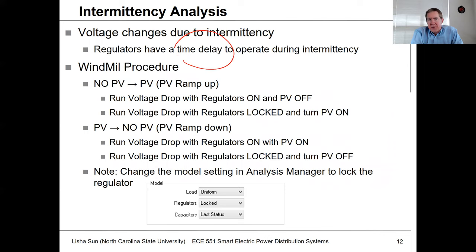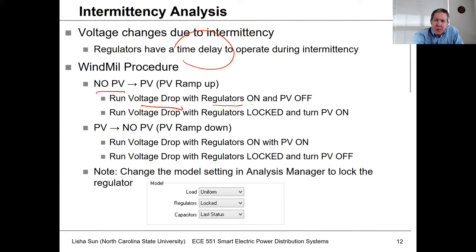It happens so fast. And so the way we model that in a program like WindMil is we'll run a case. Say we're looking at ramp up, we'll have no PV in the case. We'll do a voltage drop run. We'll set this up so that when we run the power flow, we work off the previous results. When we do the run with no PV, we have the regulators on. A lot of times you'll run this in infinite tap mode, but if you wanted to make it discrete, you can make it discrete as well.